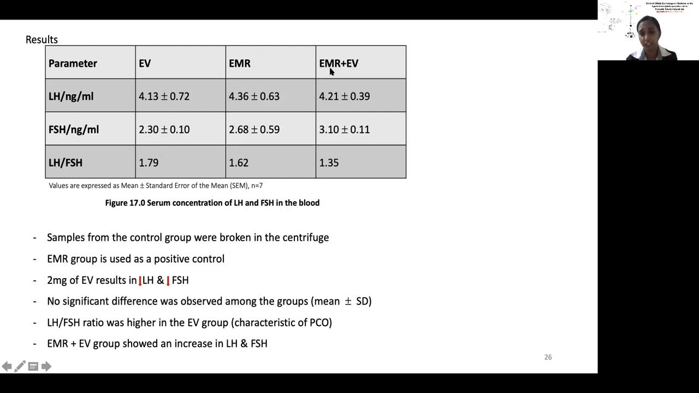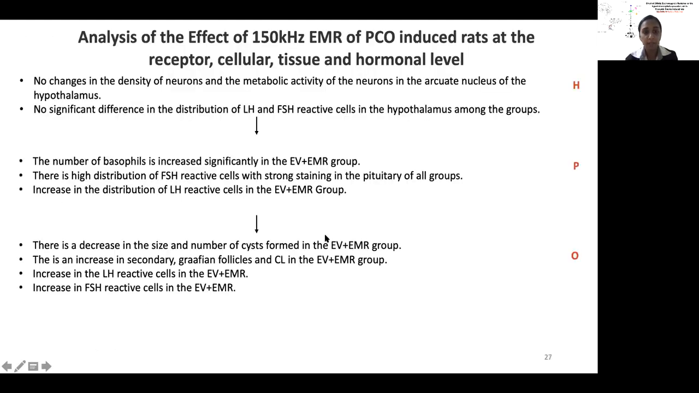Now, when electromagnetic radiation was added to the estradiol valerate group, we observed that there was an increase. It was not a significant increase, but there was an increase in the blood parameter for the LH and the FSH. So this was important to note, right? In terms of analyzing it now at the HPO axis, in the hypothalamus, we observed that there were no changes in the density of the neurons and the metabolic activity of the neurons found in the arcuate nucleus of the hypothalamus. We did not observe any significant difference in the distribution of LH and FSH reactive cells in the hypothalamus among all the groups. In the pituitary, we observed that the number of basophils increased significantly in the estradiol valerate and EMR group.